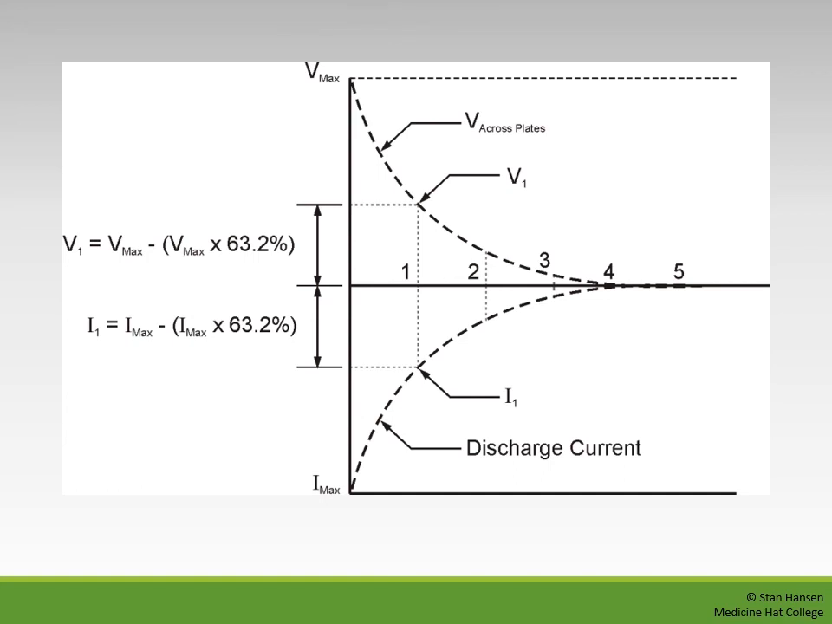In a discharge cycle, since my current is moving in an opposite direction as we saw before, I would have a negative current flow, and that will taper off to 0 over 5 time constants. I can also see my voltage drop from maximum voltage down to 0, once again over 5 time constants.